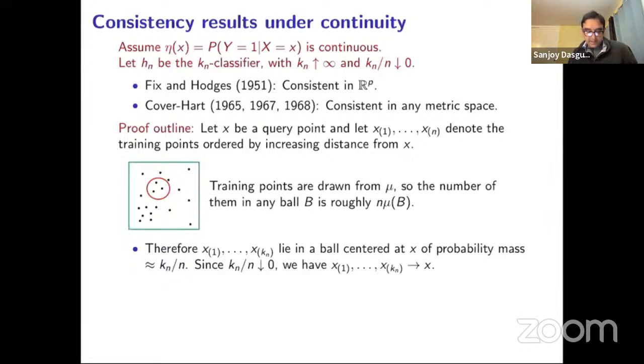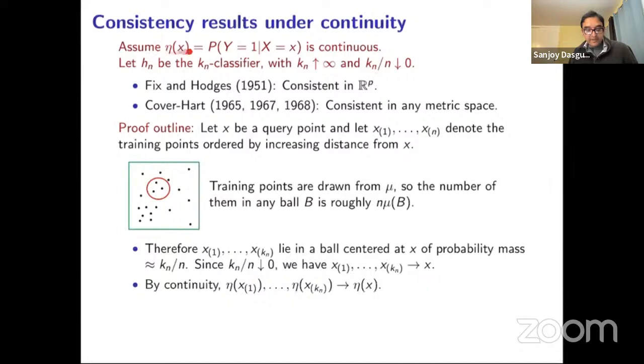Now, we're going to ask that k over n goes to 0. So we want k to go to infinity and k over n to go to 0. And since k over n is going to 0, it means that as the training set size grows, we're looking at a ball that's getting smaller and smaller. And so the nearest neighbors are getting closer and closer to x.